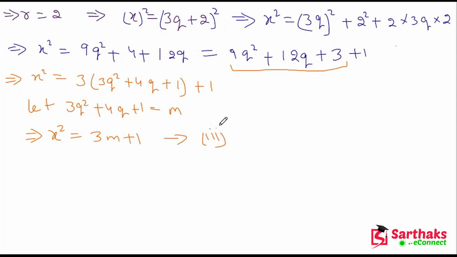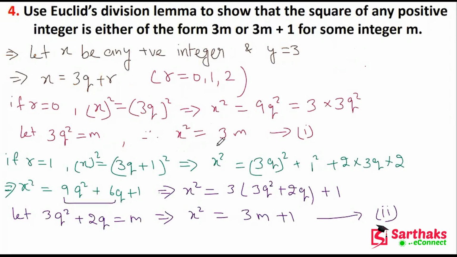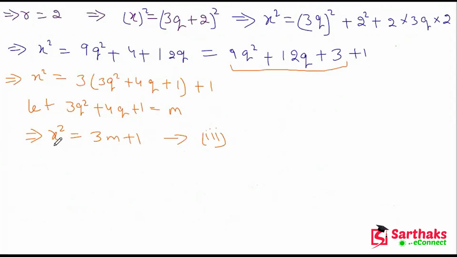Okay, so from equations 1, 2 and 3, what is our equation? Equation 1 is x square equals 3m. The second equation is x square equals 3m plus 1, and our third equation is x square equals 3m plus 1. So we can say that the square of any positive integer is either of the form 3m or 3m plus 1 for some integer m. So here is this proof. Hence proved. I hope you got this point.